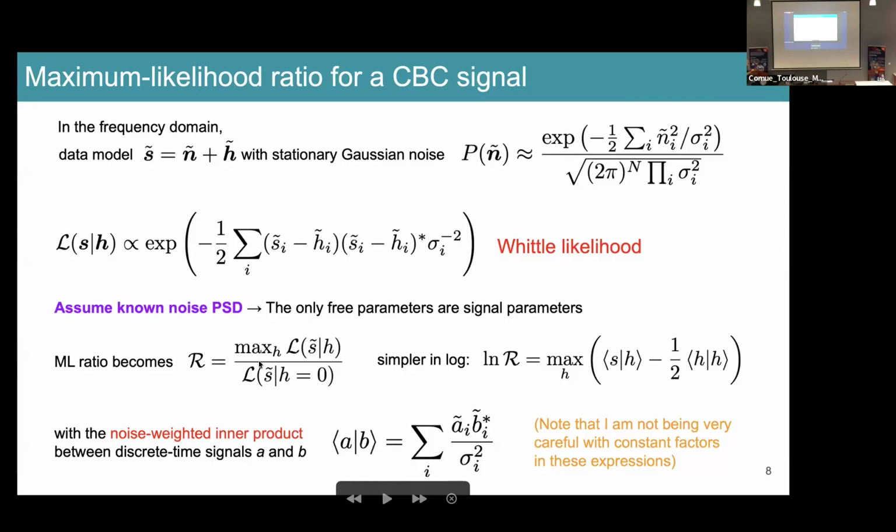So you maximize the likelihood with the signal over the parameters, masses, spins, time, phase, and so on, and you divide it by the likelihood with only noise, which has no parameters. Simpler if you take the logarithm, and you have this expression with this sort of inner product, which is the noise-weighted inner product between discrete time signals. So it's basically the sum of products of the two samples divided by the variance of the noise at that particular frequency.